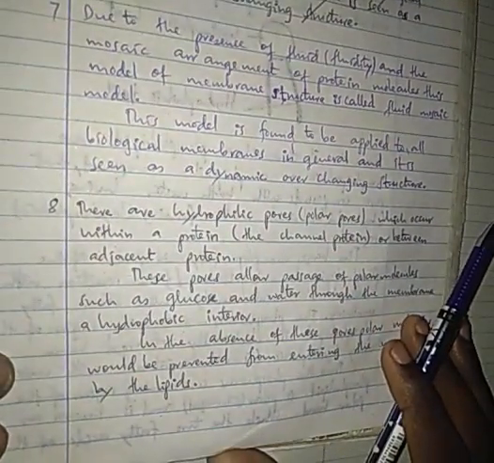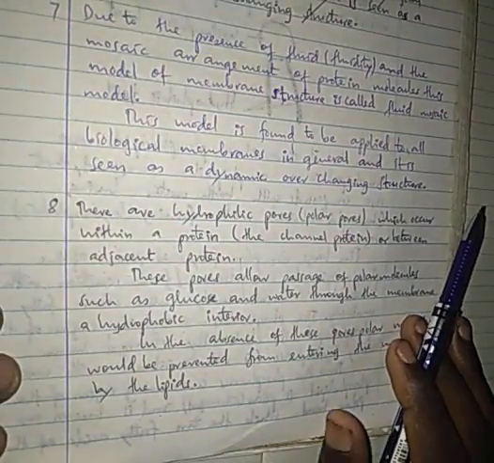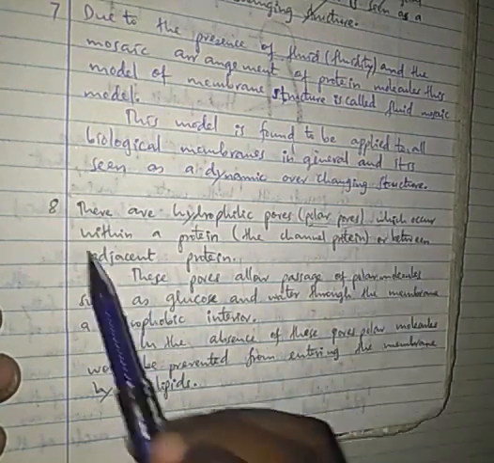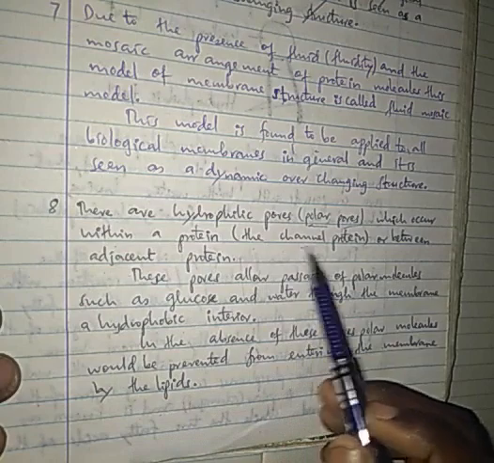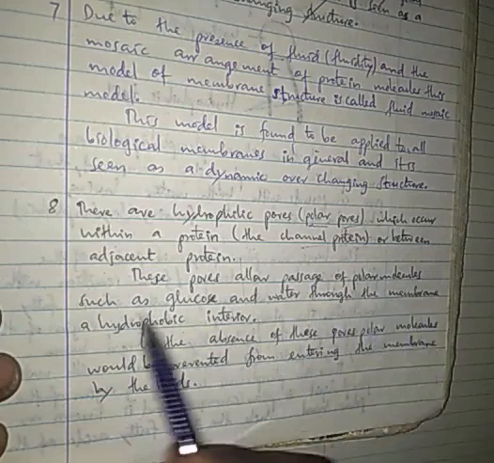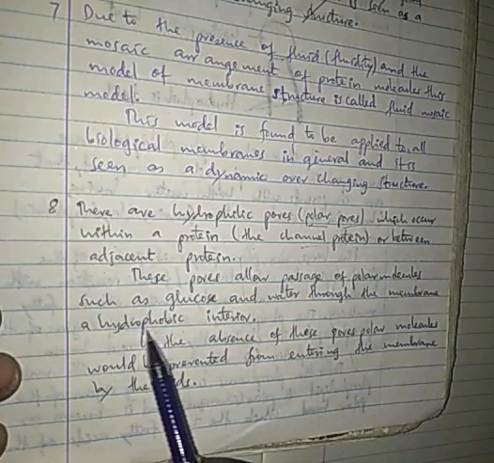Hypothesis number 8: there are hydrophilic polar pores which occur within a protein, ambazo proteins zinaitwa channel proteins, or between adjacent proteins. These pores allow passage of polar molecules such as glucose and water through the membrane's hydrophilic interior. So membrane kama membrane yenyewe ni phospholipid.